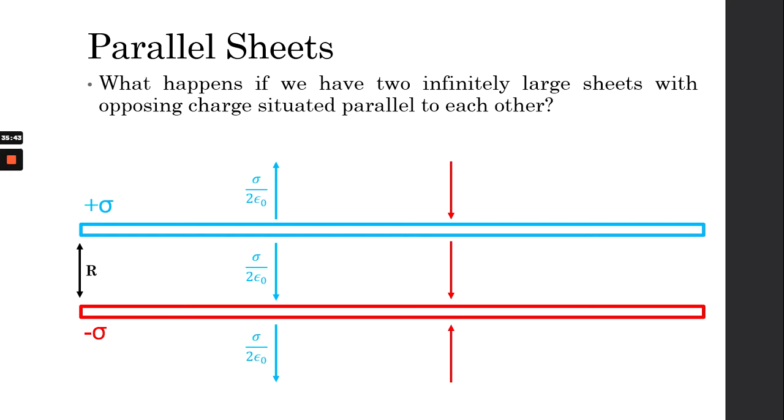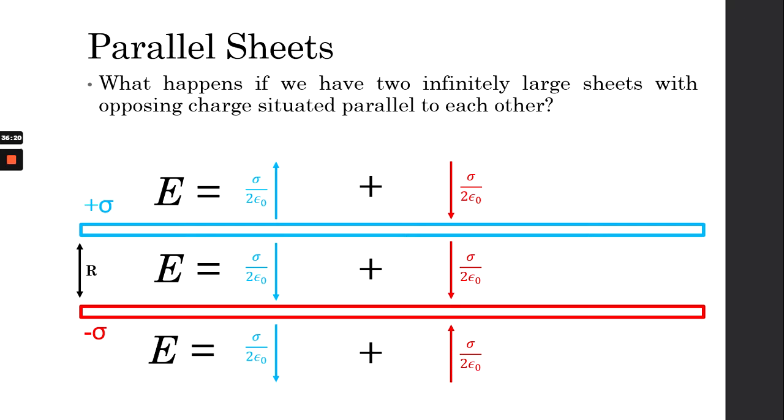The same thing is true for the negative sheet. Since this is negative charge, the direction of the electric field is radially inward. It goes towards the negative sheet. And the magnitude of this electric field is also sigma divided by 2 epsilon naught. So the electric field passes through the positive, from positive to the negative, and from the bottom area of the negative.